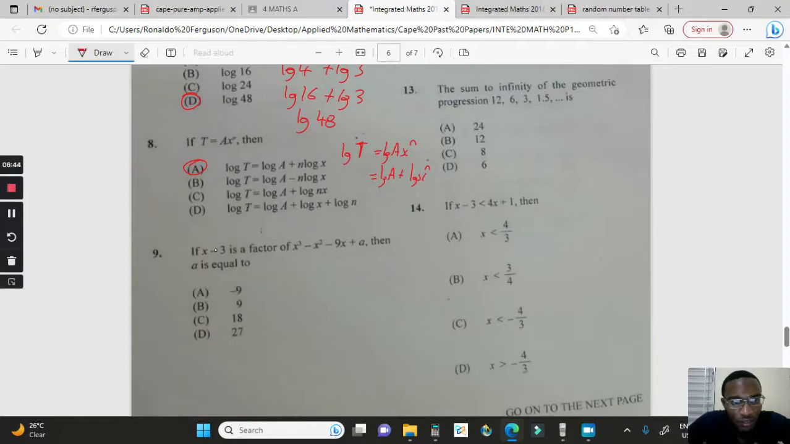This one says, if x minus 3 is a factor, what is a? If x minus 3 is a factor, that means if we plug in 3 in here, 3 cubed minus 3 squared minus 9 times 3 plus a should be 0. This is 27 minus 9 minus 27 plus a equals 0. 27 and minus 27 cancel, so we have a minus 9 is 0. So a equals positive 9. Easy.